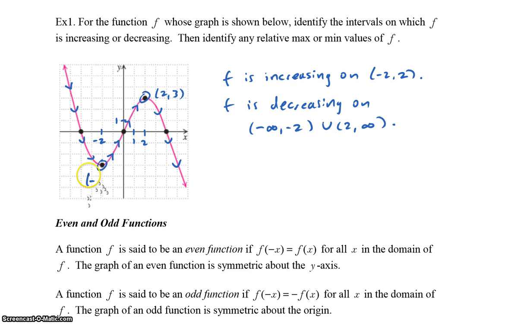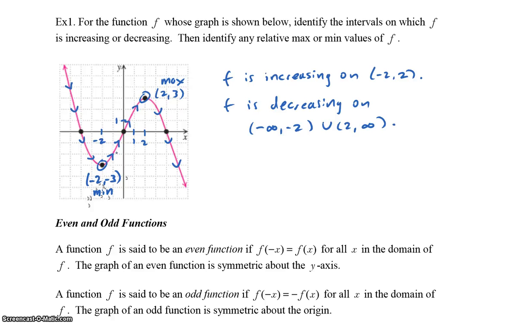-2, -3. You can see that at 2, 3, clearly that's a high point. That's a high point for all of the points that are nearby at least. And then -2, -3, that's a low point. So we'd identify 2, 3 as a relative max point and -2, -3 as a relative min point.